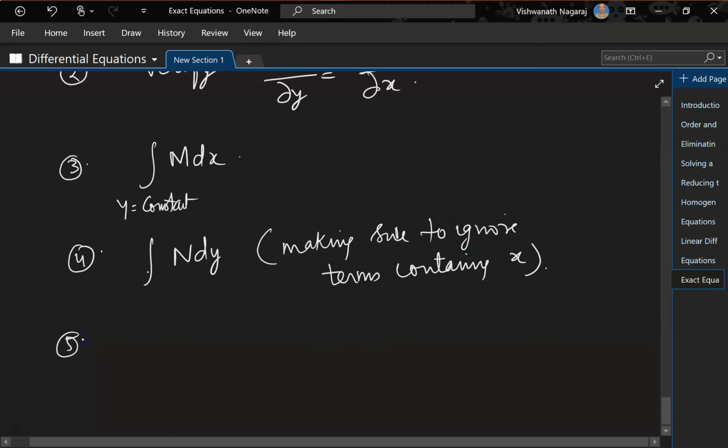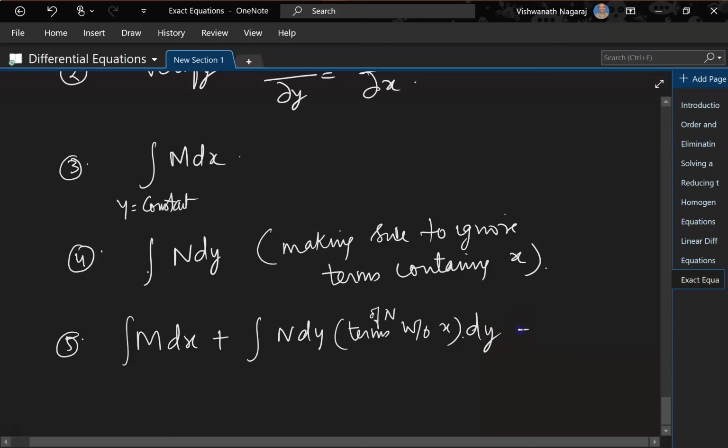And the last step is just take the integral of M dx plus integral of N dy, where terms of N without x are taken, dy is equal to c.